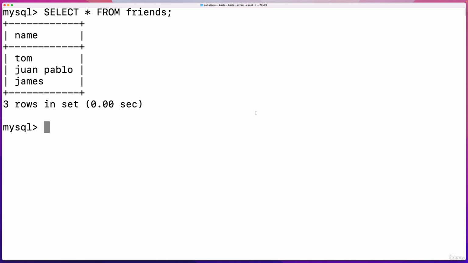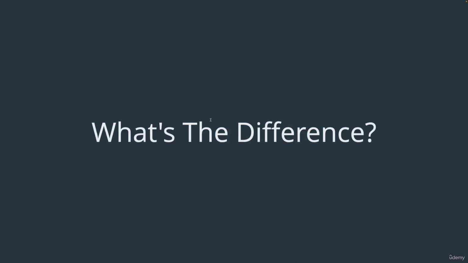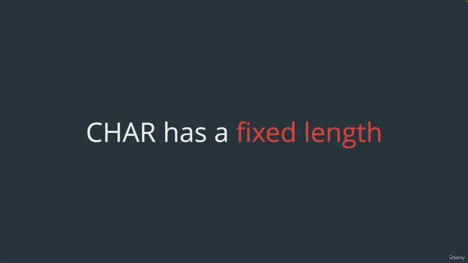But if we know that we're going to be storing text that is the same size or almost the same size, for example, if I'm storing state abbreviations for the US, Colorado, California, Alaska, that sort of thing, Alabama, those are all 2-letter abbreviations. And they always are 2 letters. They are fixed in size. And that is where the CHAR data type can come in handy. CHARs have a fixed length.